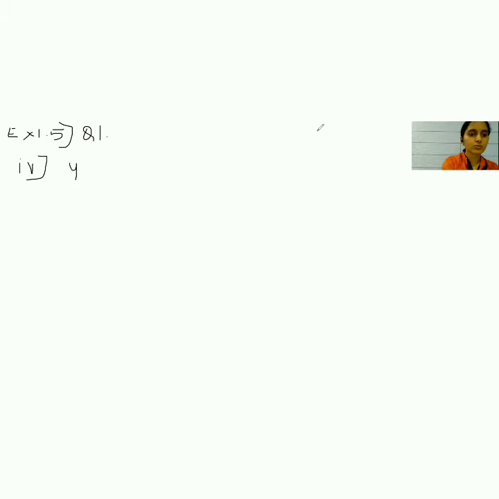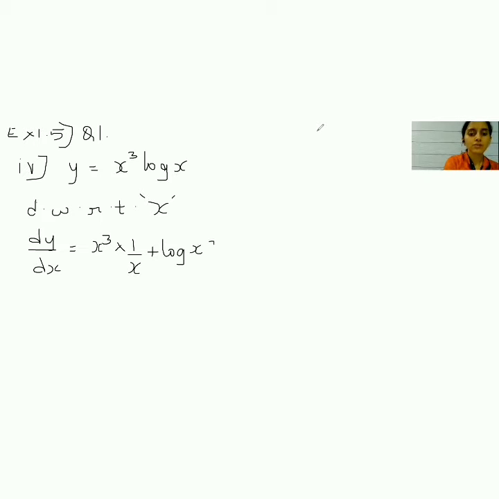Okay, so I'm taking the function y equal to x cube log x. Now we have to find d2y by dx square. So first let's differentiate with respect to x. So dy by dx is equal to first term as it is, derivative of the second, plus second term as it is, derivative of the first. So this will be x cancels out, so x square plus 3x square log x. Okay, this is dy by dx.